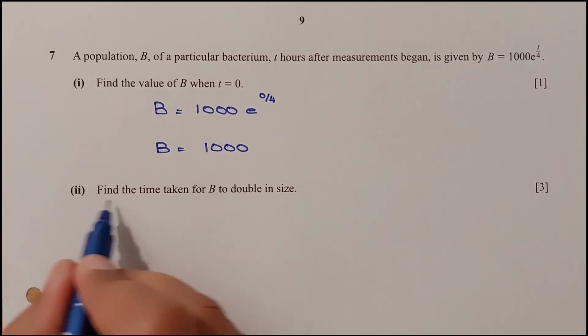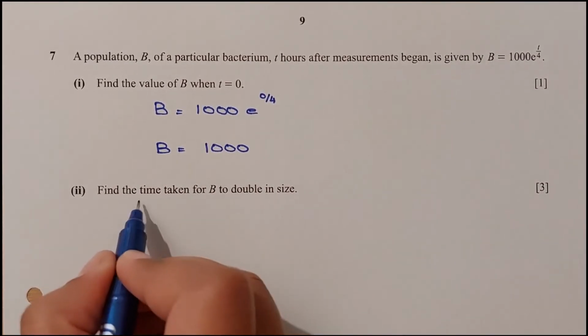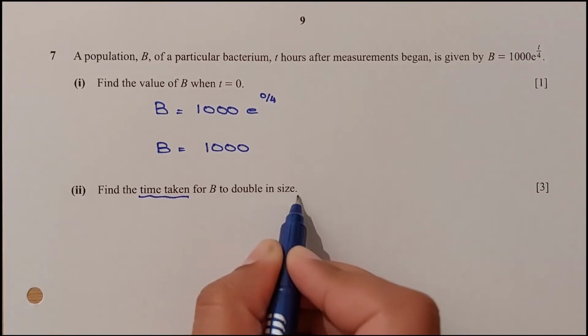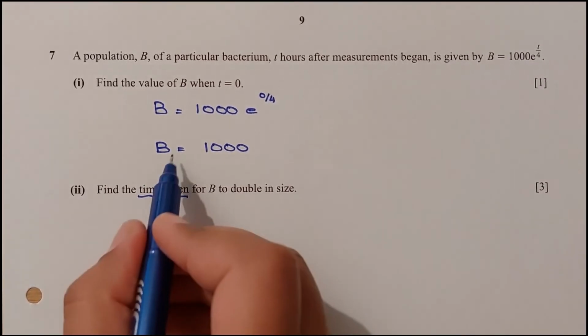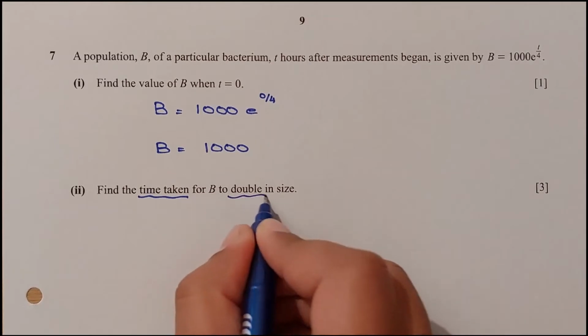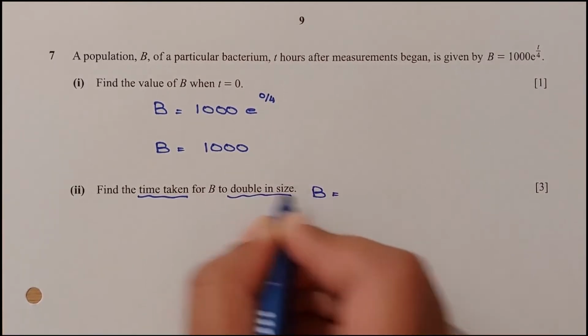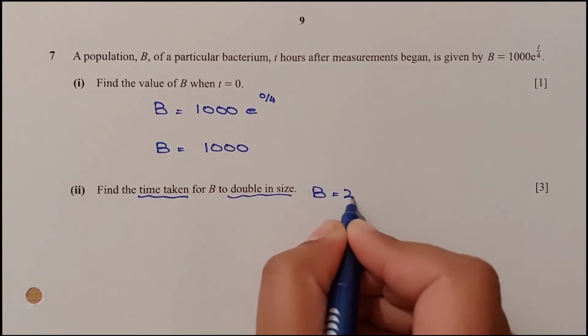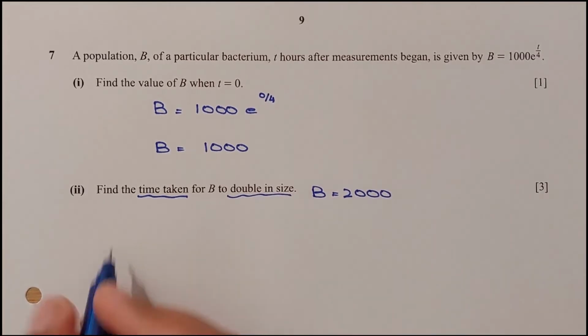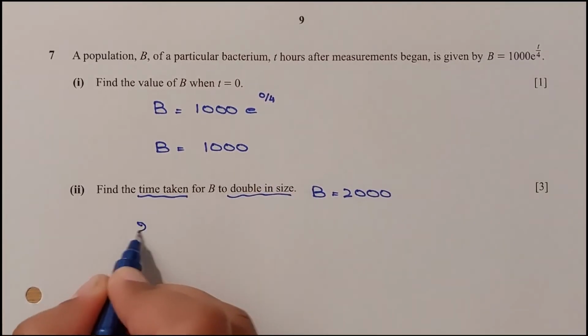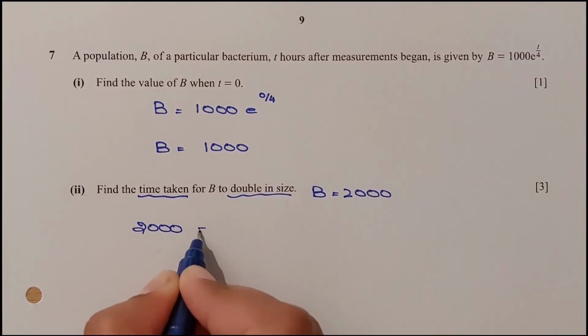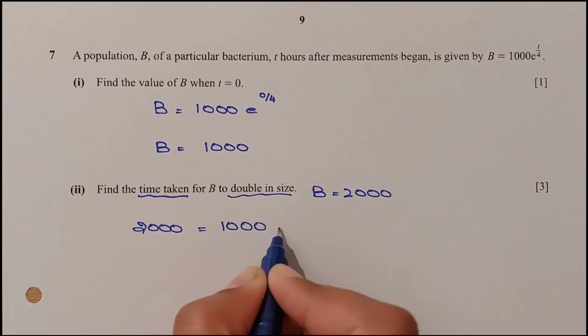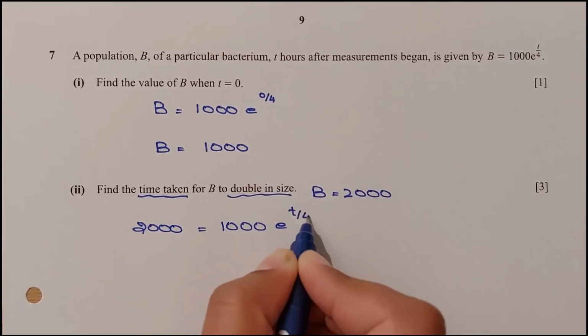Okay, now for the second part, find the time taken for B to double in size. So initially B is 1000. Double in size means now B is 1000 times 2. This is 2000, right? So put B equals 2000. So we have 2000 equals 1000 e power t by 4, right?